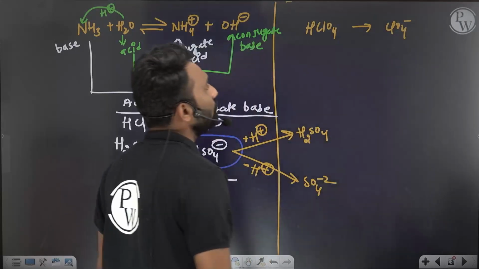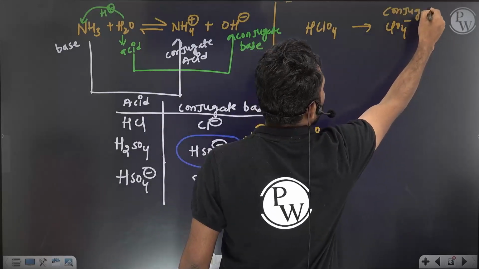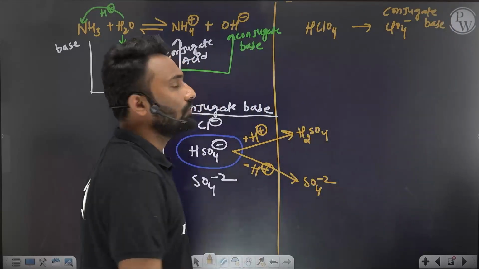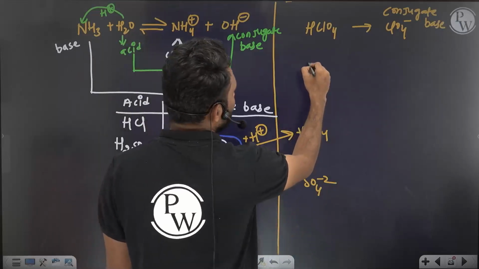ClO4 minus. ClO4 minus is the conjugate base for this one. Okay. Now next, ammonia.